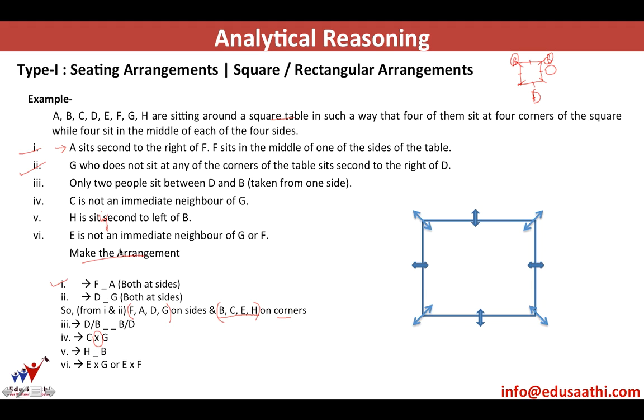And next is E is not an immediate neighbor of G. So E and G are not neighbors. E is not an immediate neighbor of F. E and F are not neighbors. So this is information that is given to you.